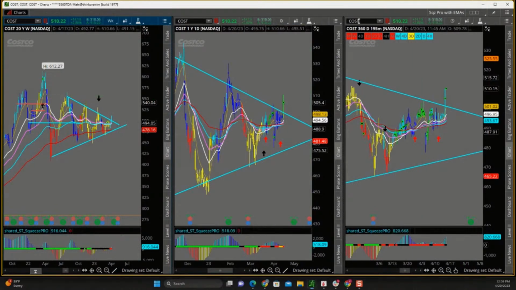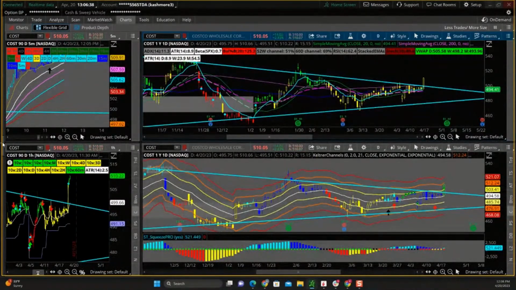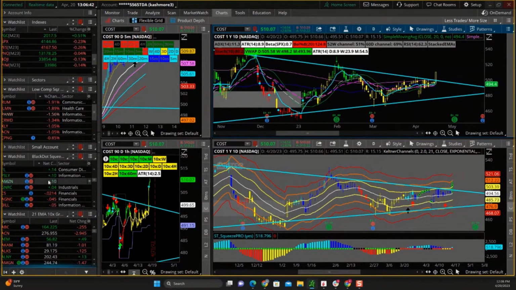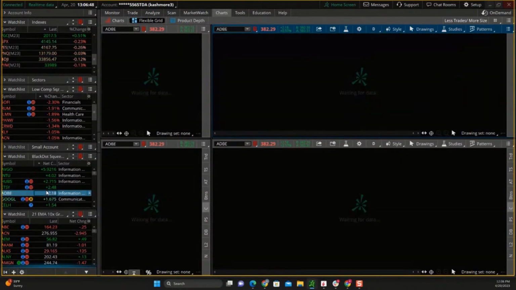But let me zoom back. Let's find a different ticker that's in a squeeze. Let me pull up my other squeezes. What's in a squeeze at the entry zone? Scroll on up. We got Adobe's in one.